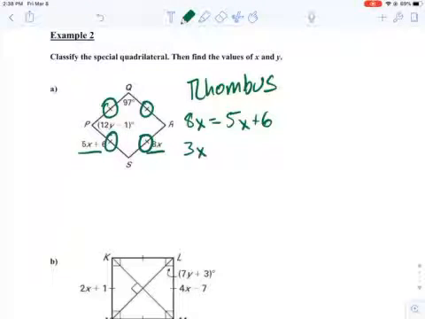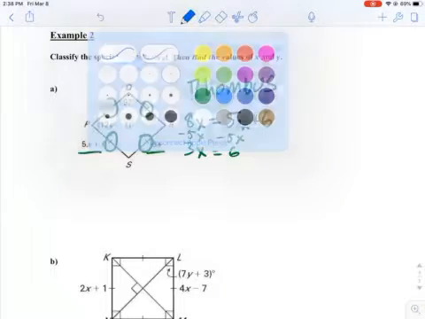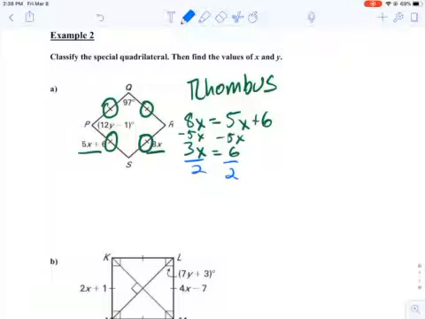Move the x's over to one side by subtracting the 5x. So 3x is equal to 6. Divide by 2. Don't divide by 2. Divide by 3, and the answer is 2. x is equal to 2. Now we have to find y.